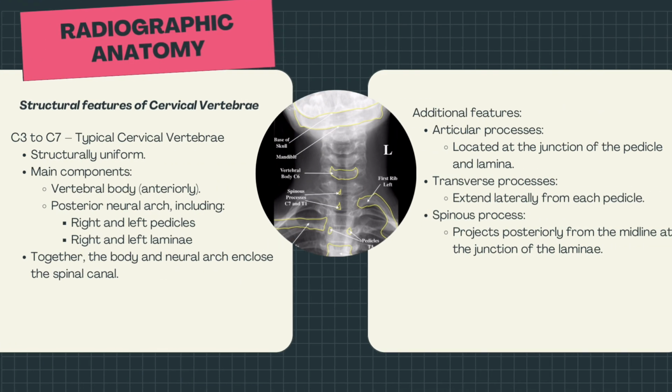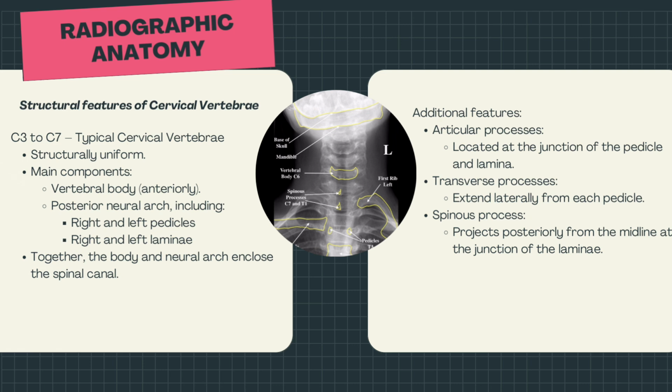Moving to the next is the structure of the cervical vertebrae from C3 to C7. They are structurally uniform. The main components consist of the vertebral body and the posterior neural arch, including the right and left pedicles and laminae. Together the body and the neural arch enclose the spinal cord.